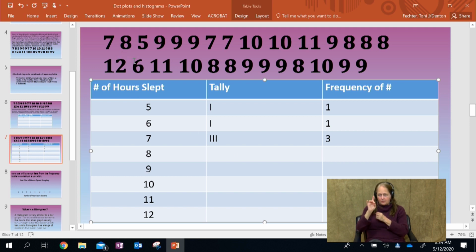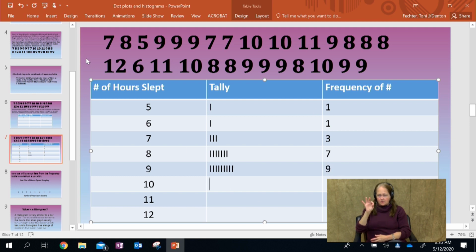We have 1, 2, 3, 4, 5, 6, 7. So 7 eights. Now let's look at 9. 1, 2, 3, 4, 5, 6, 7, 8, 9. Lots of nines. And we have 9 of them.